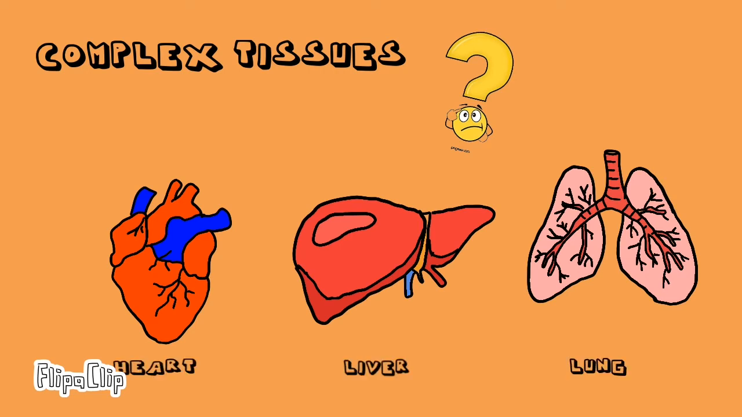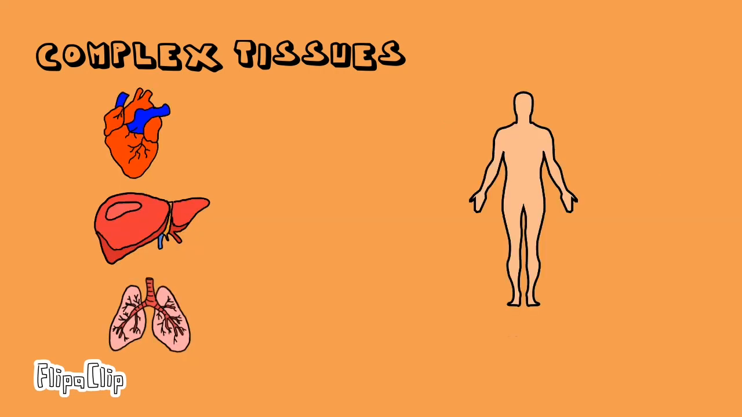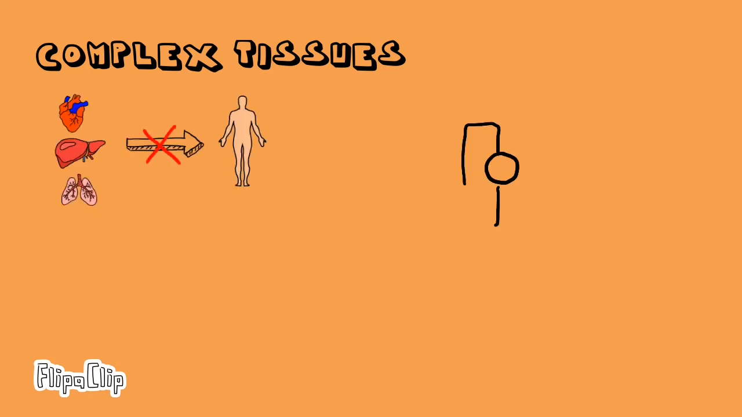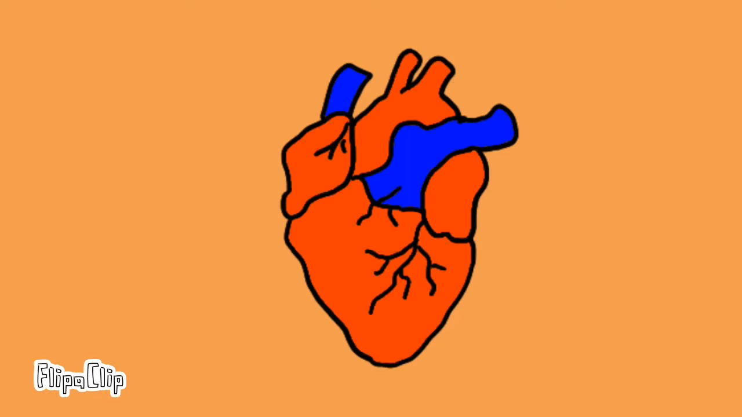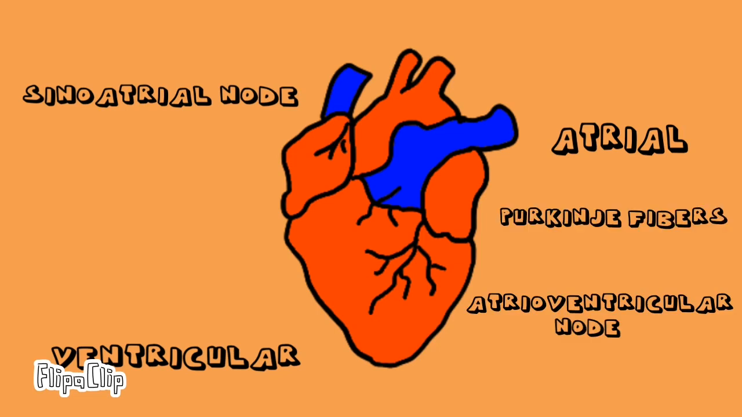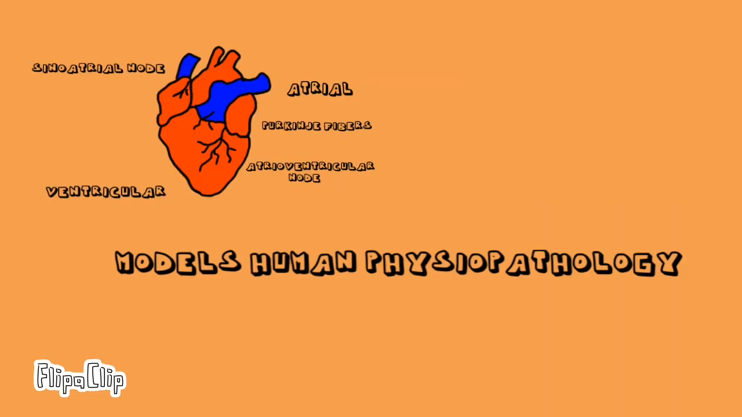These tissues have actually been successfully created, but are far from being fully reproducible and ready to implant into a human. However, for now, these tissues in the lab can still be helpful for research, especially in drug development. As an example, for the heart, scientists have been able to generate cells representative of atrial and ventricular tissue, the sinoatrial node, atrioventricular node, and Purkinje fibers. This models human physiopathology and allows for better tests regarding drug safety.